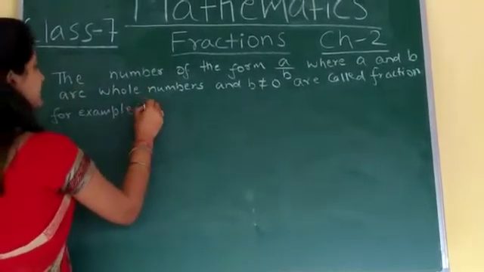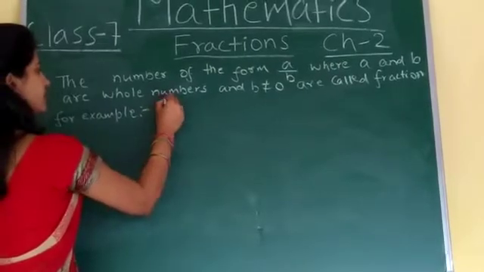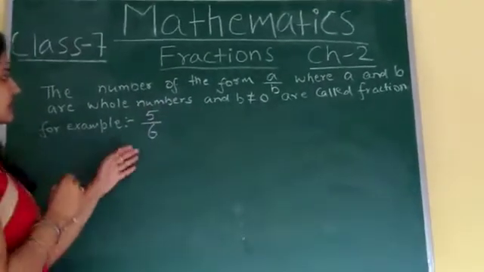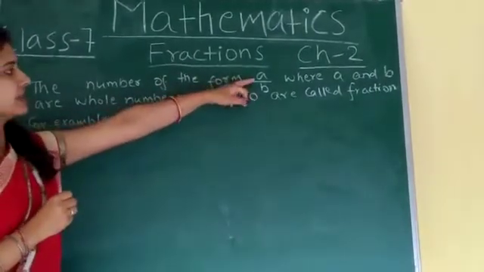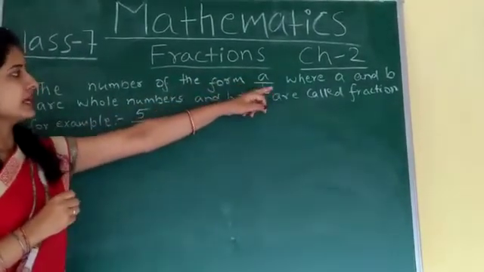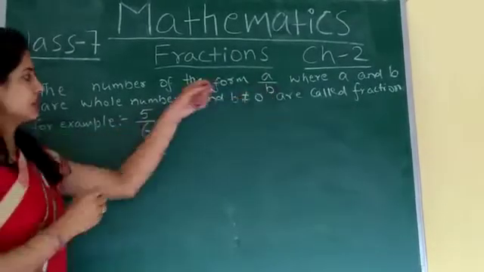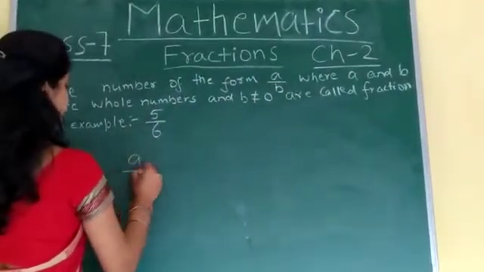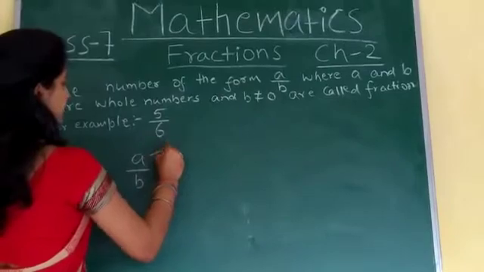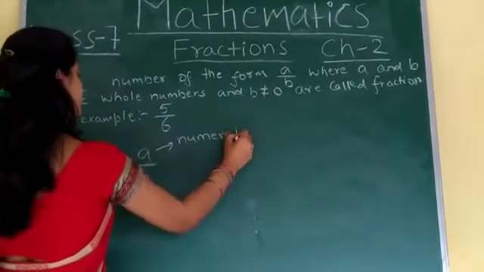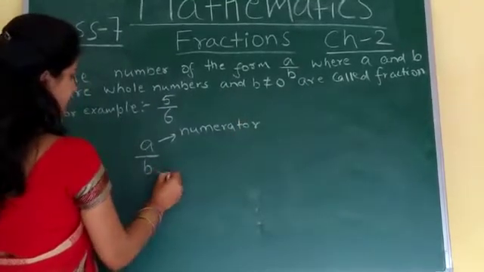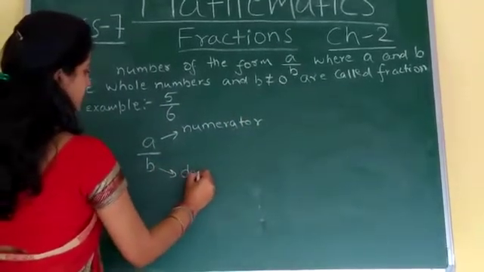Let, for example, 5 by 6 is a fraction. Also, here a is called the numerator and b is called the denominator. In a by b, a is called numerator and b is called denominator.